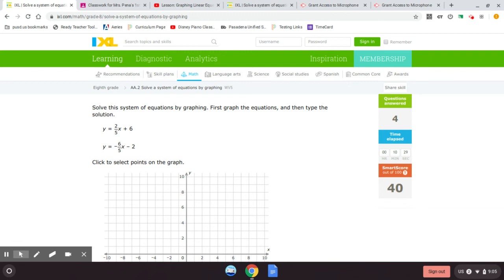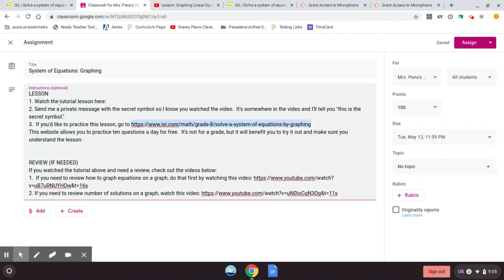Your symbol that you need to write in your private comment is going to be the % symbol that is on the same key as the number 5. So if you hit shift and then the number 5, you'll get the % symbol. So I want to see the % symbol on a private message in Google Classroom, and I'll know you watched this video, but just to review what you need to do. So you're going to watch this lesson that I'm recording right now, right? You're going to send me a private message with the symbol I just told you about.